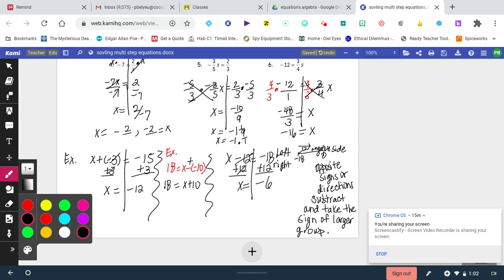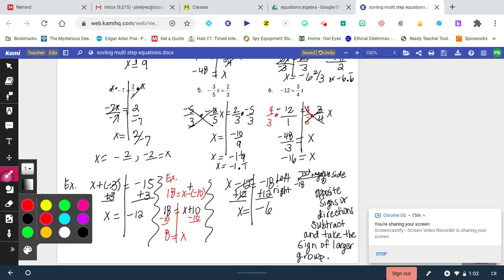All right, now you can do the opposite. Opposite of plus 10 is negative 10. So basically 8 is what your value of x would be. All right, that's just a review of some one step. Now we're going to actually go to our lesson.